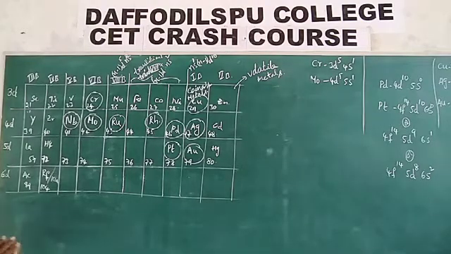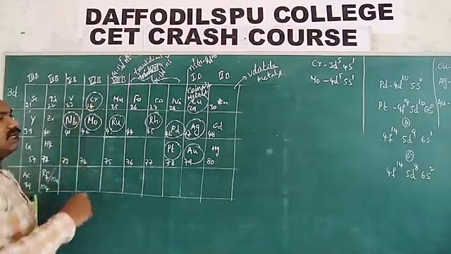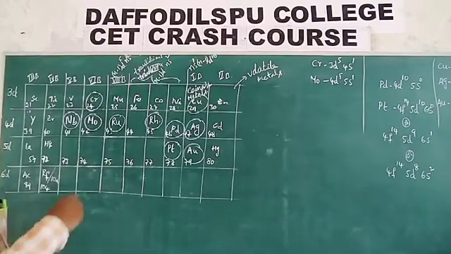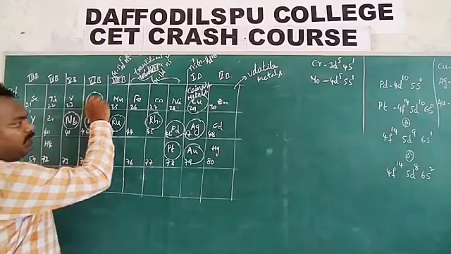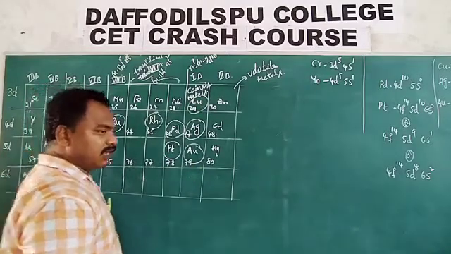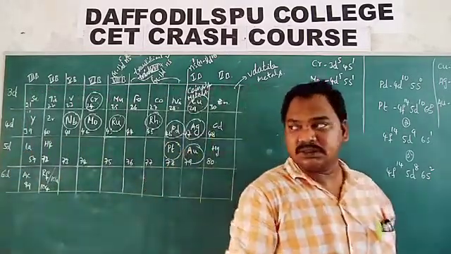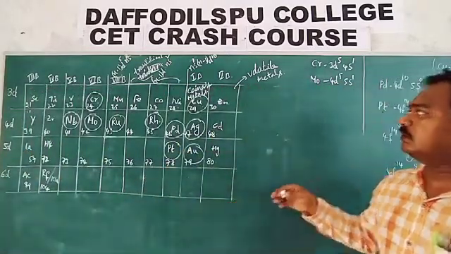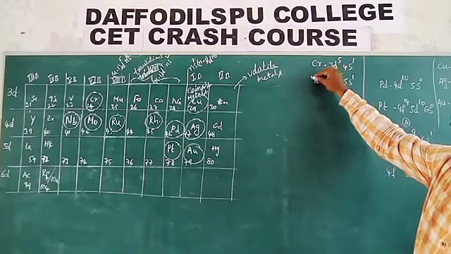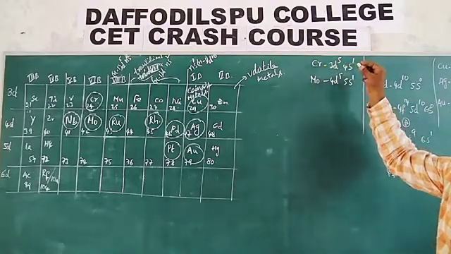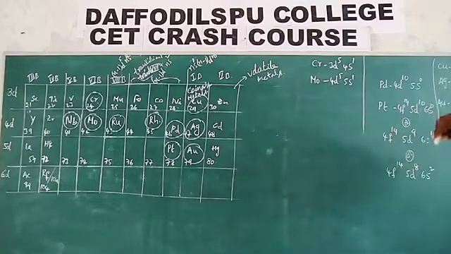Some of the D block elements have peculiar electronic configurations known as abnormal electronic configuration. In 3D series elements, chromium and copper show abnormal electronic configurations. You know the chromium and copper electronic configuration. Chromium electronic configuration is 3D5 4s1. Copper electronic configuration is 3D10 4s1.